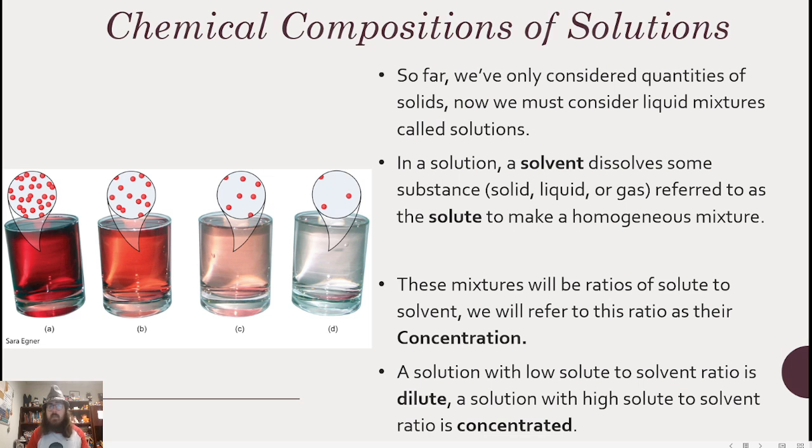Now, these mixtures are essentially a ratio of solute to solvent. The way we talk about this ratio is called the concentration. And we'll talk about the math involving that in a couple slides. In the meantime, some other terminology. If we say this solution has a low solute to solvent ratio, so there's a lot of solvent, very low solute, we say this is dilute. A solution with a high solute to solvent ratio is called concentrated.